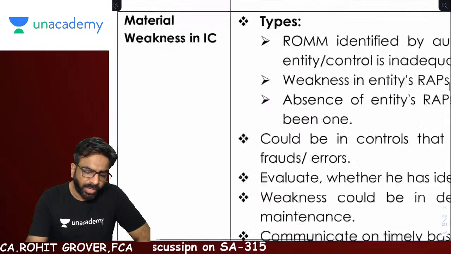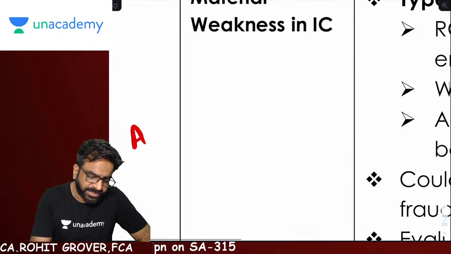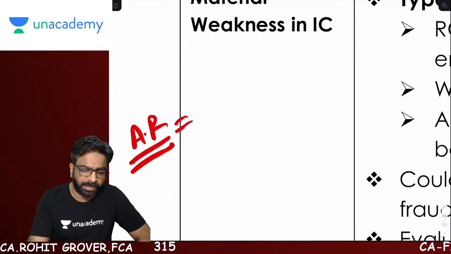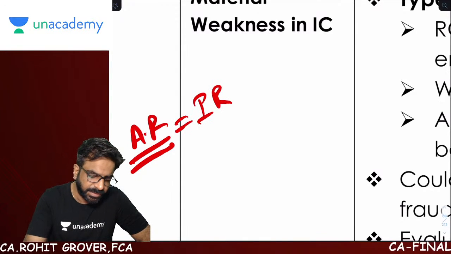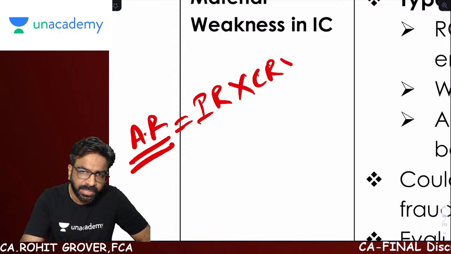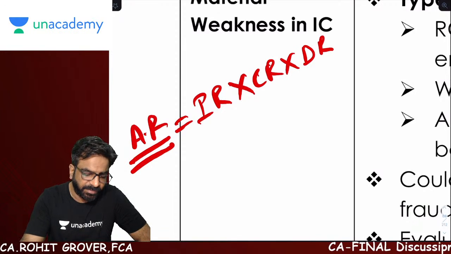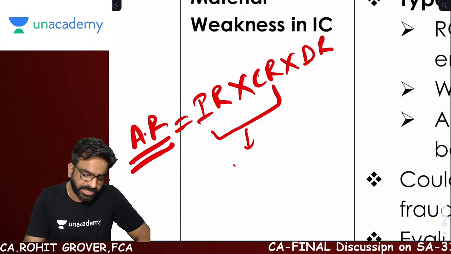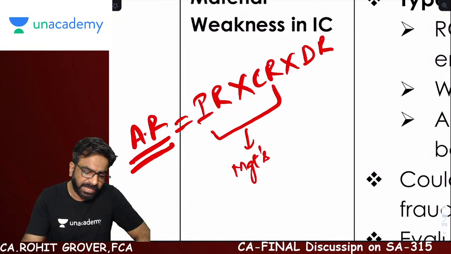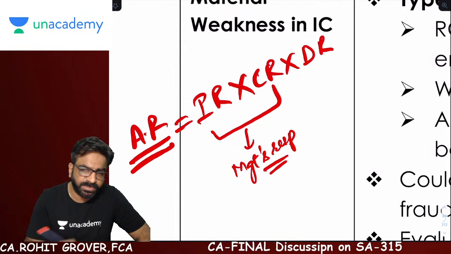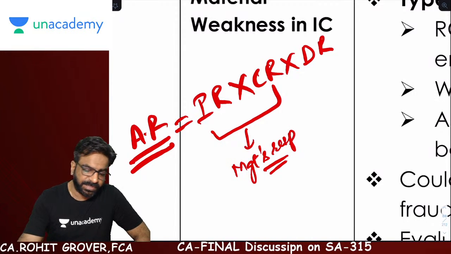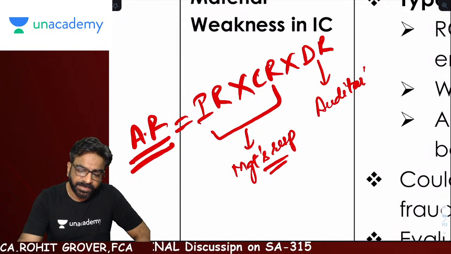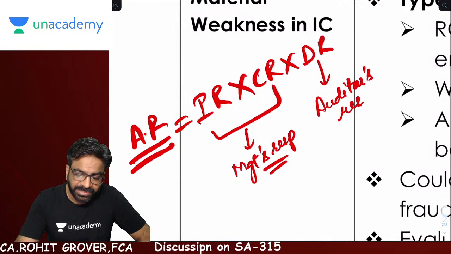Now, I already told you the definition of audit risk, everyone. So what do you mean by audit risk? Audit risk is a combination of three types of risk: inherent risk, control risk, and detection risk. Remember one thing, inherent risk and control risk are whose responsibility? They are the management's responsibility. Detection risk is the auditor's responsibility.